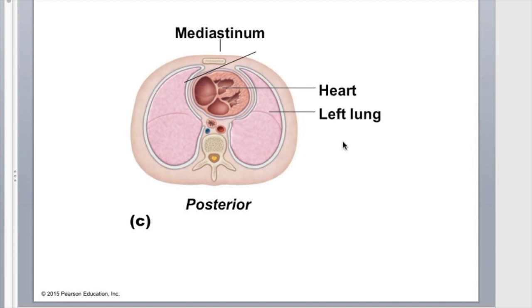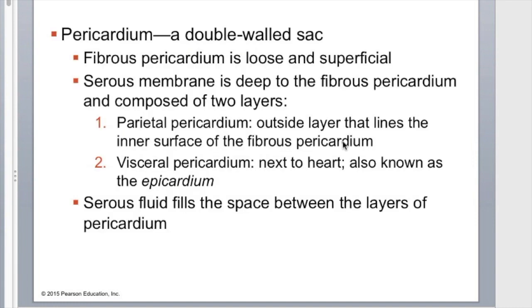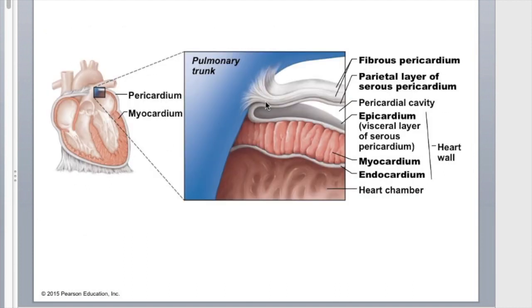All right, so your heart sits in a sac. It's a sac within your body that has layers to it. The first outermost layer is your fibrous pericardium. The pericardium is the actual sac. It's double-walled. You've got your fibrous pericardium that's loose and superficial. And this here is your fibrous pericardium.